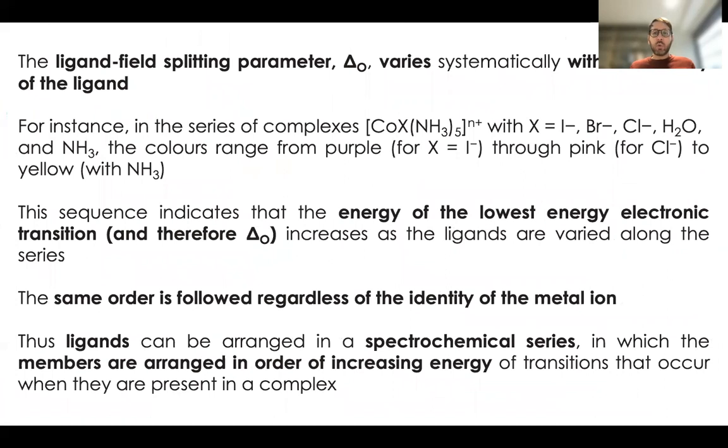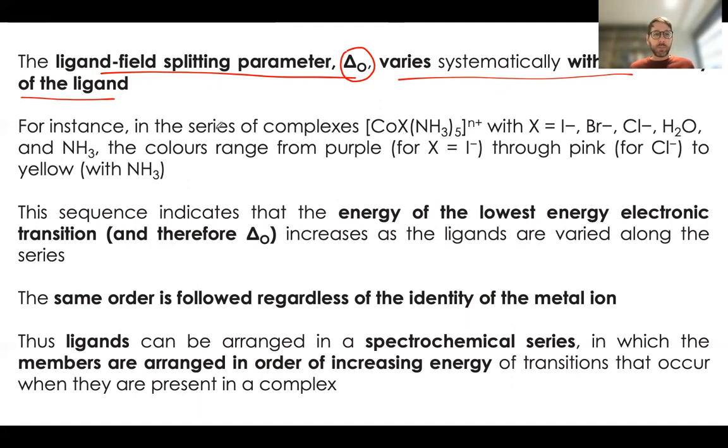All right, so one important feature is that this ligand field splitting parameter is caused by the repulsive interaction between the ligands, approached as negative point charges, and the d orbitals of the metal atom or ion. And interestingly, it has been observed that the ligand field splitting parameter varies systematically with the identity of the ligand, regardless of the metal atom.